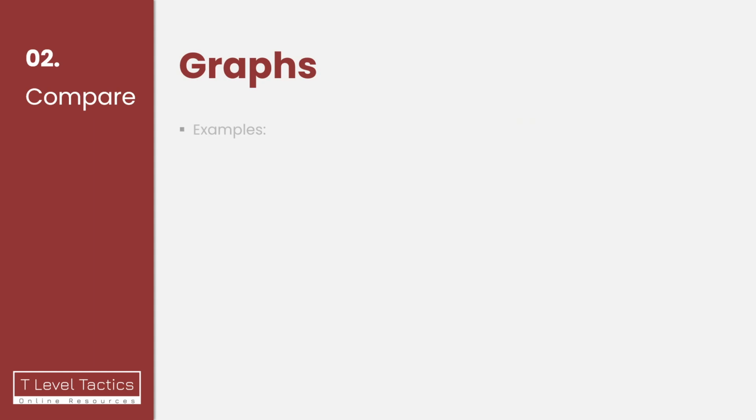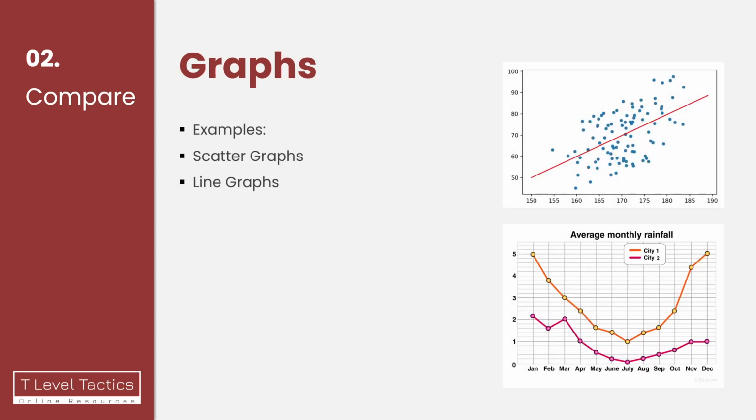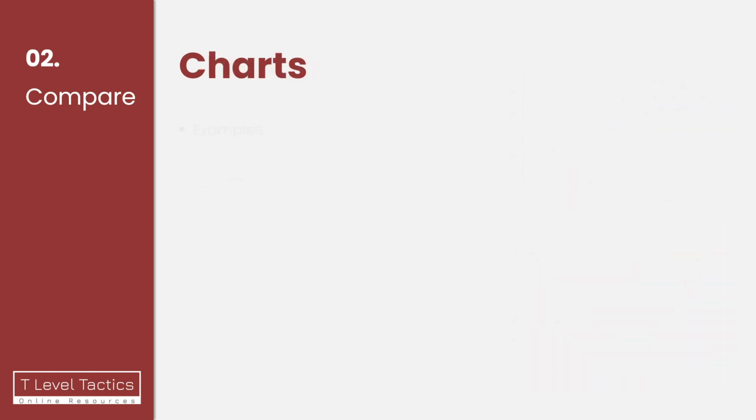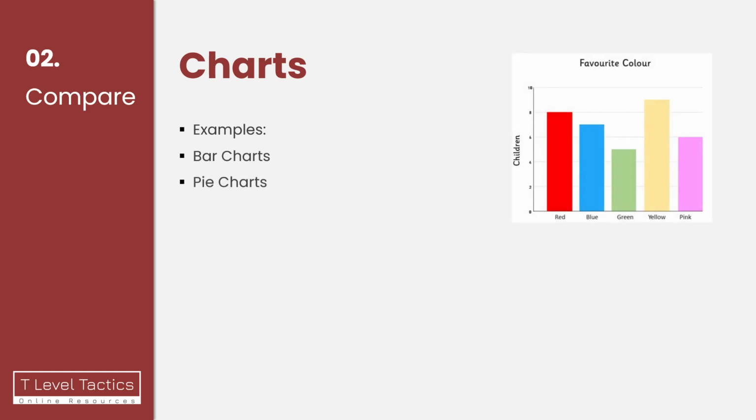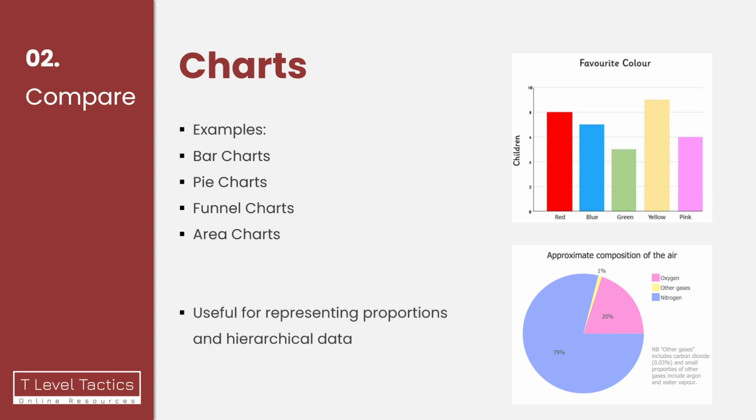Instead, we could use something like a graph, for instance a scatter graph or a line graph, which is fantastic for showing trends and comparisons. Or a chart, like a bar chart, or a pie chart, or a funnel chart, or an area chart, and there's many, many more different types of charts and graphs available. Charts are much more useful for representing proportions and more hierarchical data.